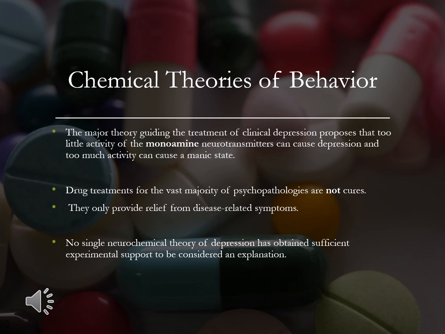The rationale underlying the treatment of some psychopathologies, including depression, schizophrenia, and Alzheimer's, is based on correcting a neurochemical abnormality. So it's tempting to speculate that depressed individuals differ from normal people in terms of neurochemical levels or functioning. Drug treatments for the vast majority of psychopathologies are not cures. They only provide relief from the disease-related symptoms, indicating that much of the complexity associated with many psychopathologies has yet to be elucidated. So we don't have any single neurochemical theory of depression or schizophrenia that has yet obtained sufficient experimental support to be considered an explanation of it.